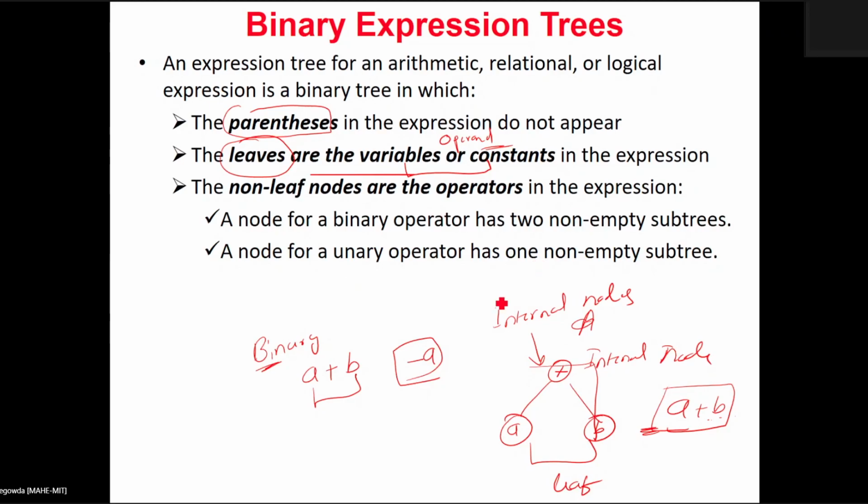What you need to remember here is that in the case of an expression tree, the parentheses in the expression can be eliminated. All the leaves are used to represent the operands, whereas all the non-leaf nodes, that is the internal nodes, are used to represent the operators or operations. So this is an internal node. This represents the operation. What kind of operation you need to perform on these leaf nodes is determined by the internal node.